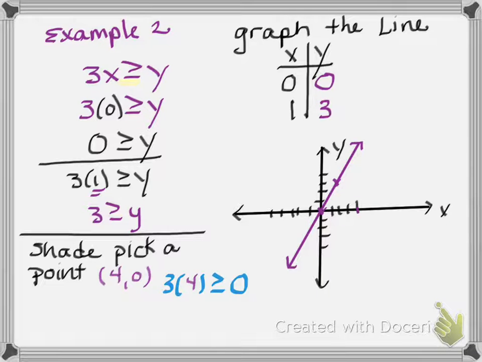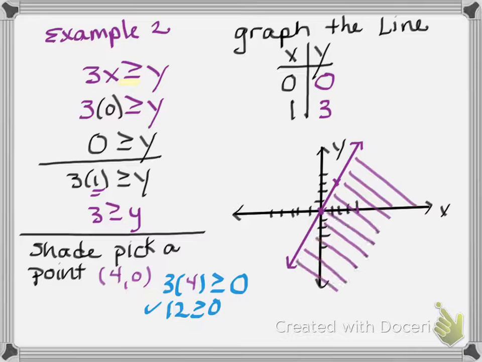Plug in the 4 and the 0. We get 12 is greater than or equal to 0. And that's true. That means that every point on the right side will also be true. We don't have to test them all, thank God.